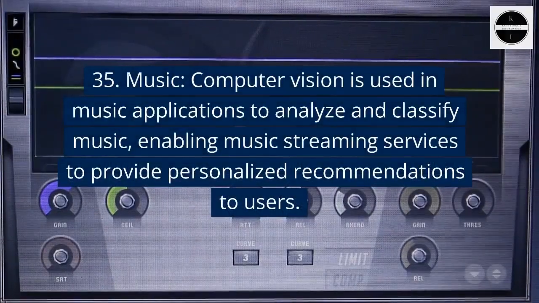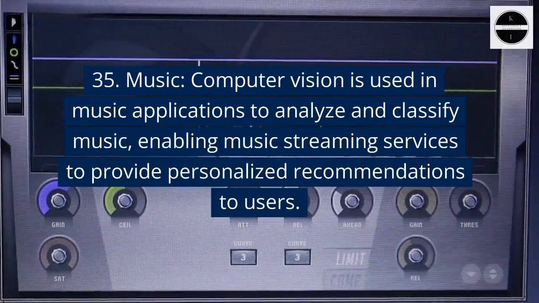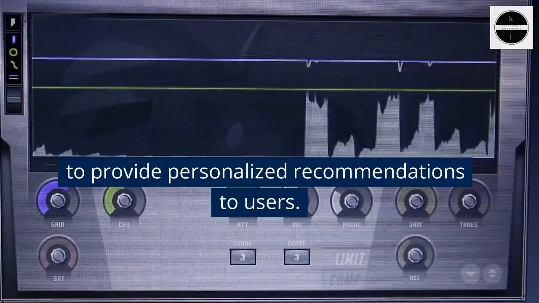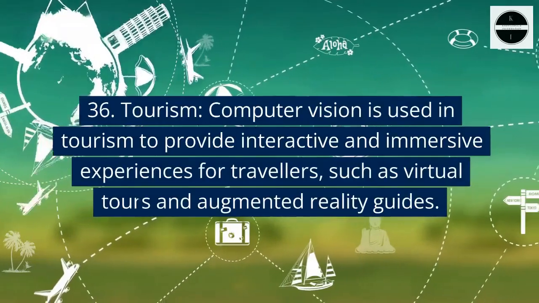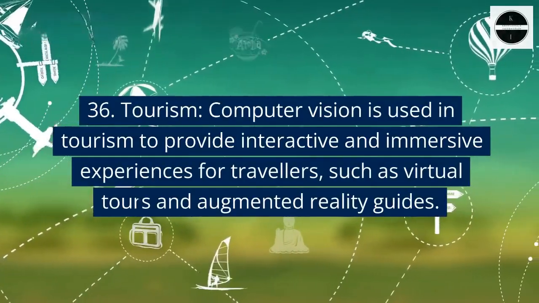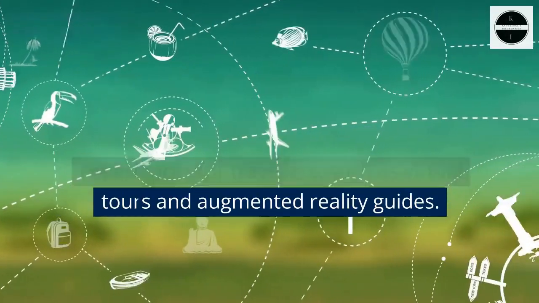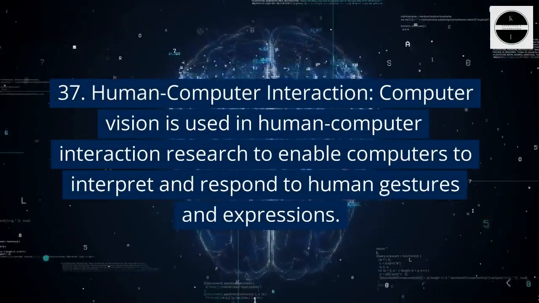35. Music. Computer vision is used in music applications to analyze and classify music, enabling music streaming services to provide personalized recommendations to users. 36. Tourism. Computer vision is used in tourism to provide interactive and immersive experiences for travelers, such as virtual tours and augmented reality guides.